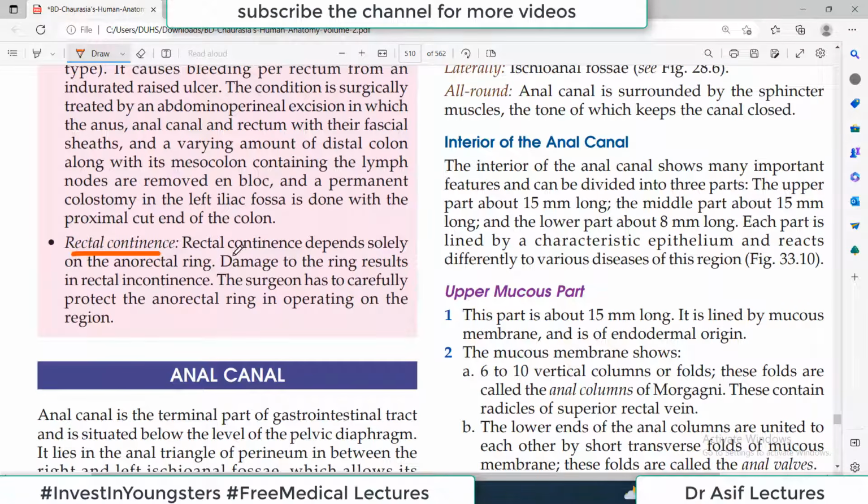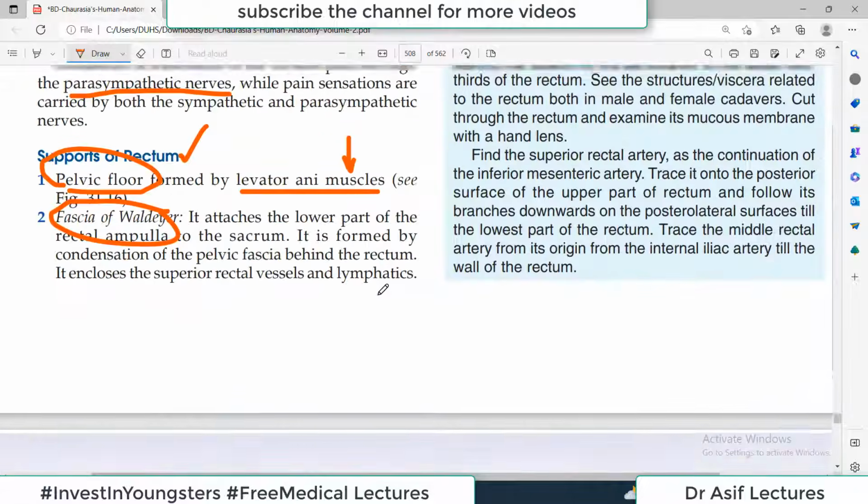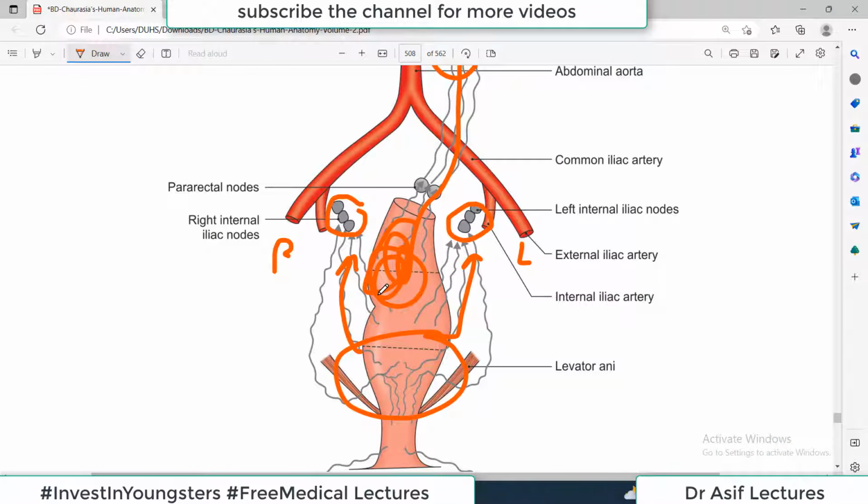Now, rectal continence depends solely on the anorectal ring. If the anorectal ring is damaged, then it has to be surgically fixed. Okay, so that's all about rectum. Very important anatomy topic. You should know the structure, the curves, the relationships, arterial supply, venous drainage, and lymphatic drainage.